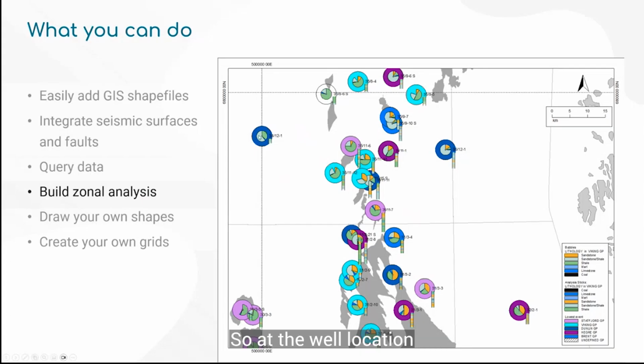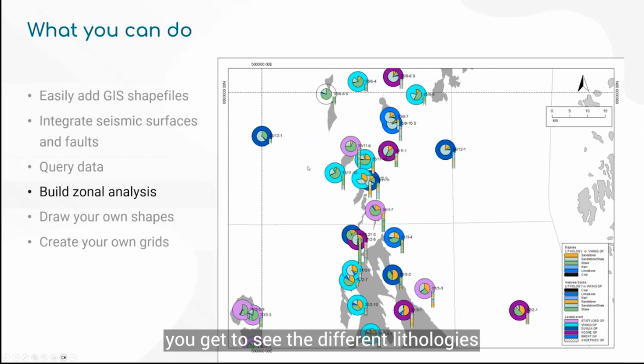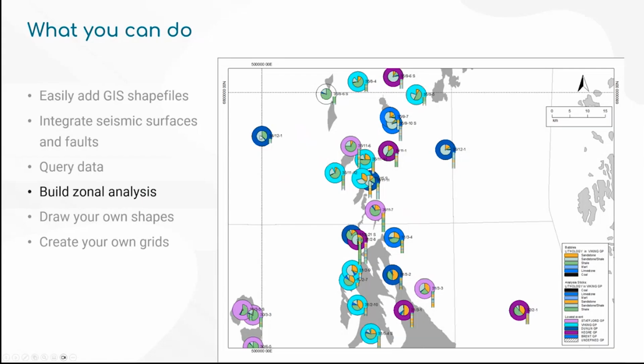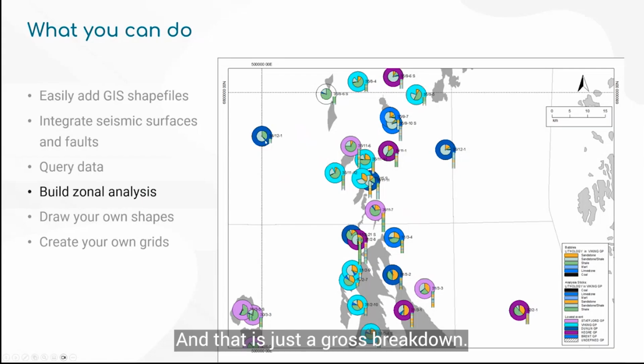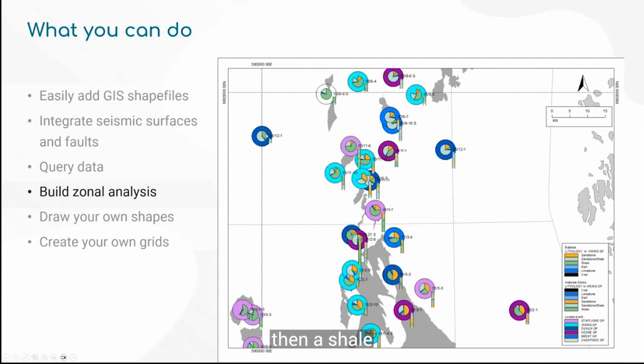So at the well location, you get to see the different lithologies and the percentages within that particular zone. And that is just a gross breakdown. So from over here on the western side, you can't tell whether this is lots of interbeds or it's just a big blocky sandy shale and then a shale. Is it at the top, at the bottom? Where does it look like?